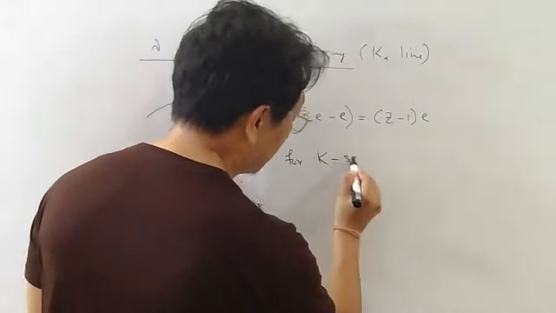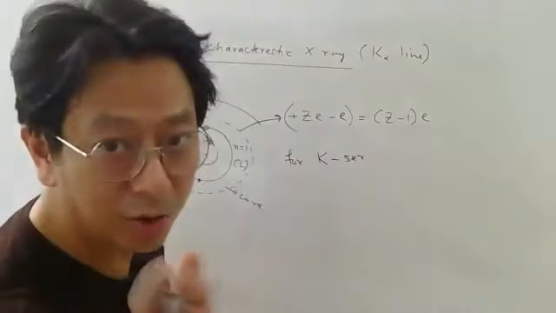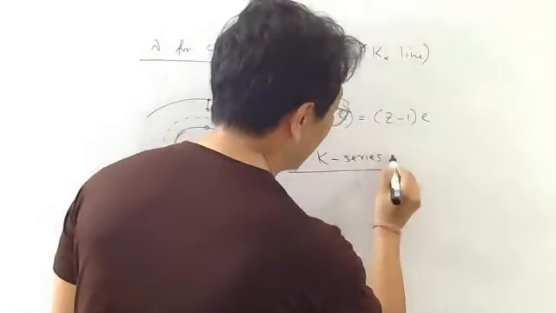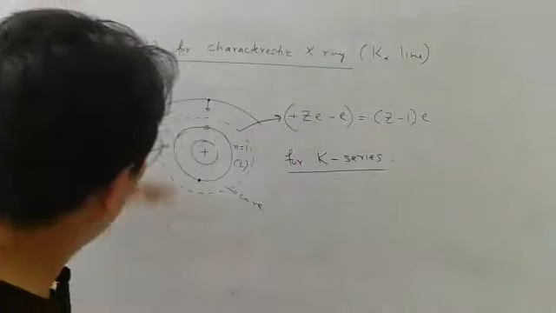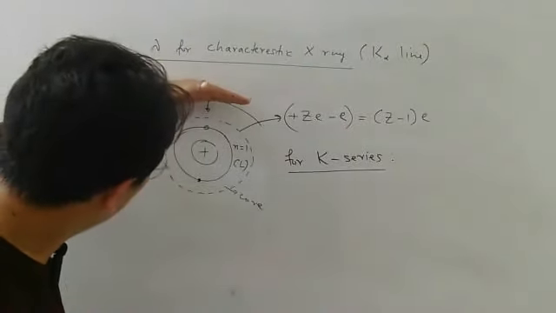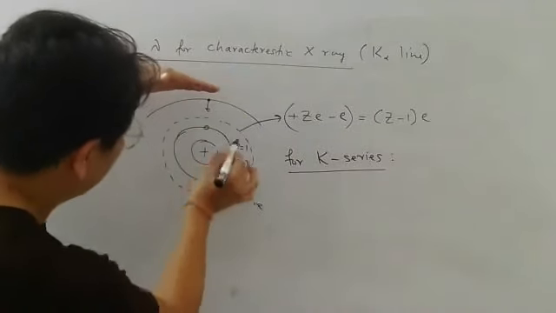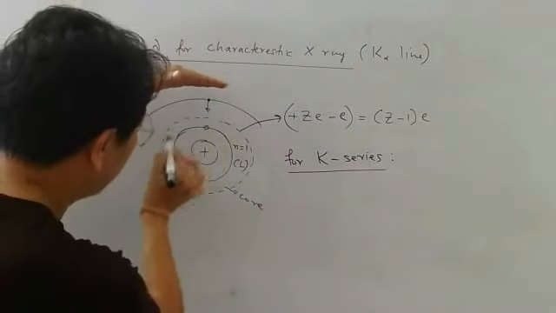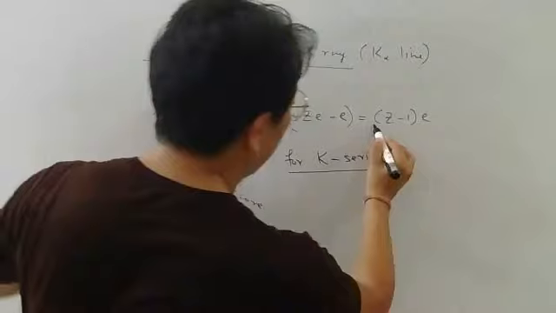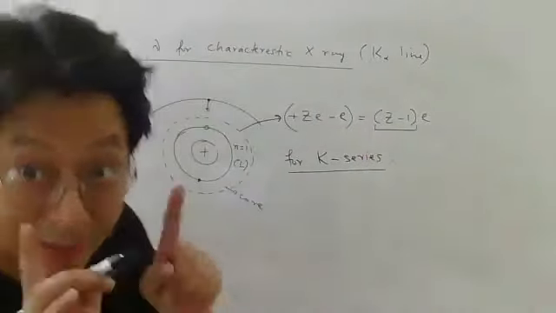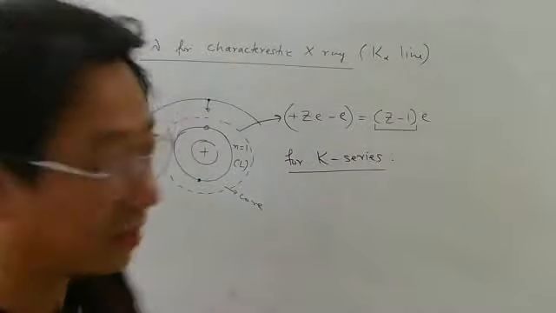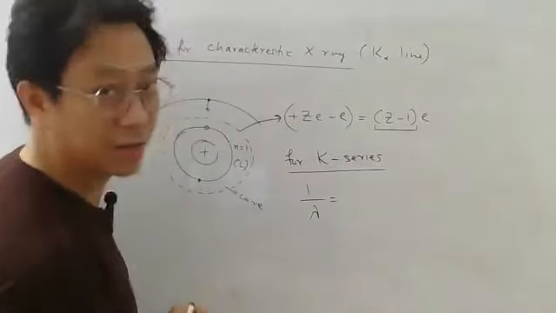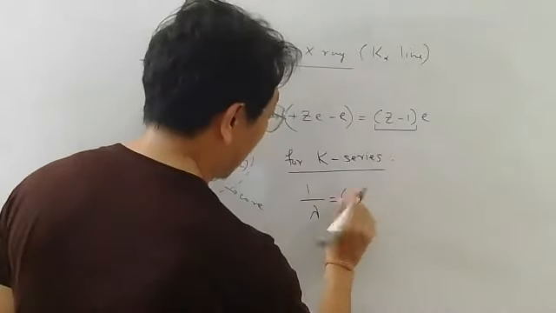For K series, not that Korean drama series I am talking about. For K series, because these electrons are going to fall here, for them this is like a nucleus whose atomic number is this. Therefore, for only K series, we can write 1 by lambda is equal to R.